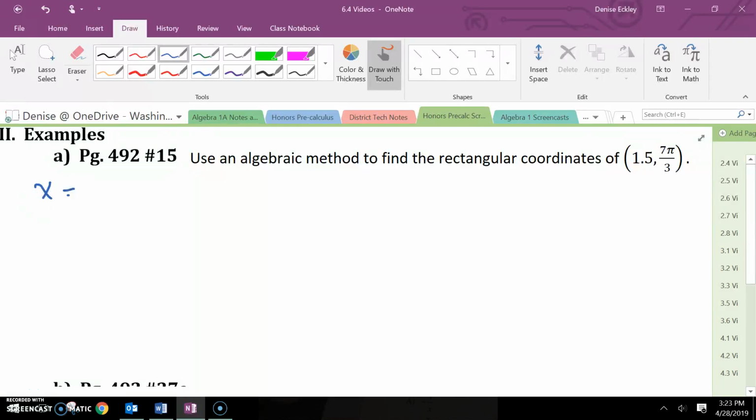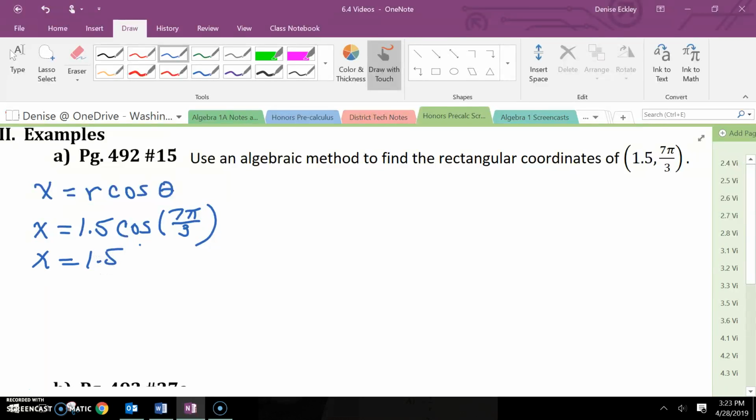So we were given that x equals r times the cosine of theta. So x is going to equal 1.5 times the cosine of 7π over 3. The cosine of 7π over 3 ends up being 1/2. So x is going to equal 1.5 times 0.5, which is 0.75, or you can write that as 3/4, either one.